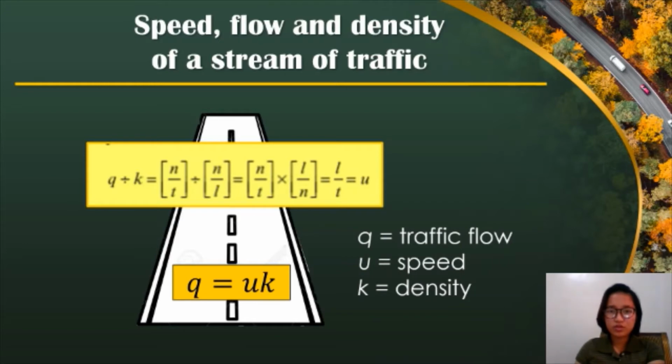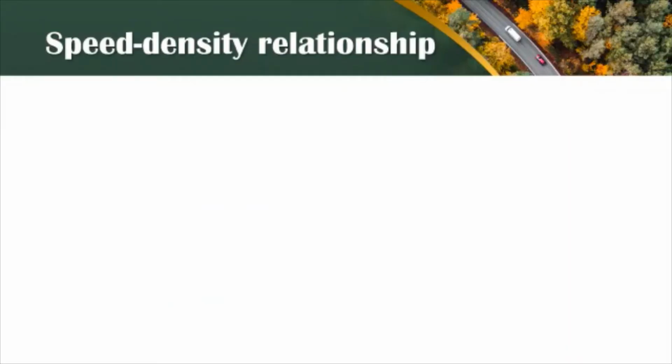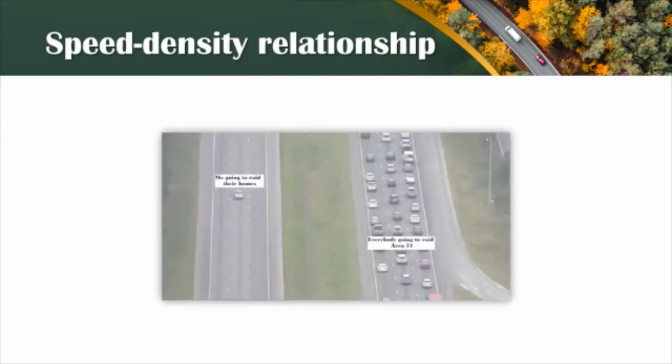Thus, these parameters U, K, and Q are directly related under stable traffic conditions. This constitutes the basic relationship between traffic flow, space mean speed, and density. So let's proceed to the speed-density relationship.